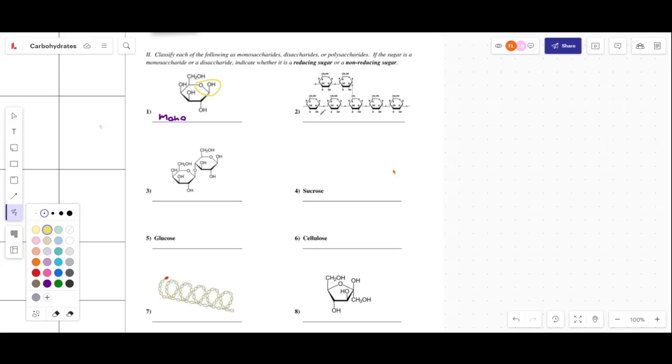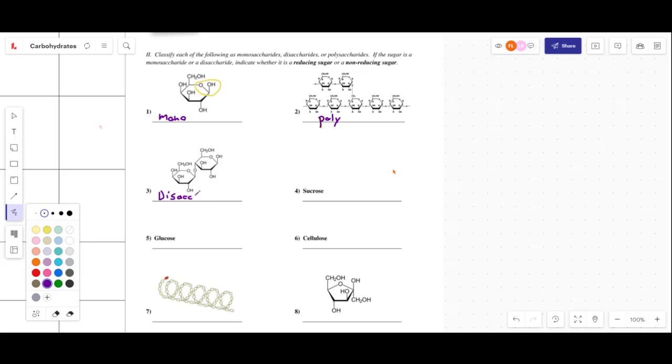What about number two? Monosaccharide or disaccharide or polysaccharide? Poly. There's lots and lots of sugar rings here. Polysaccharide, absolutely. Polysaccharides are never reducing, so we don't even have to worry about that. Let's look at number three. Monosaccharide, disaccharide, or polysaccharide? Disaccharide. Yep, disaccharide. Very good.